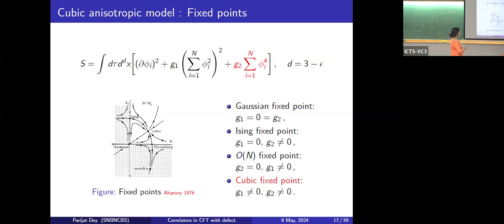Okay, so there is this constraint. There is a value of n that one needs to tune. So the position and the location of the fixed point depends on the value of n. Whether the deformation is relevant or not is also controlled by the value of n. So what is?